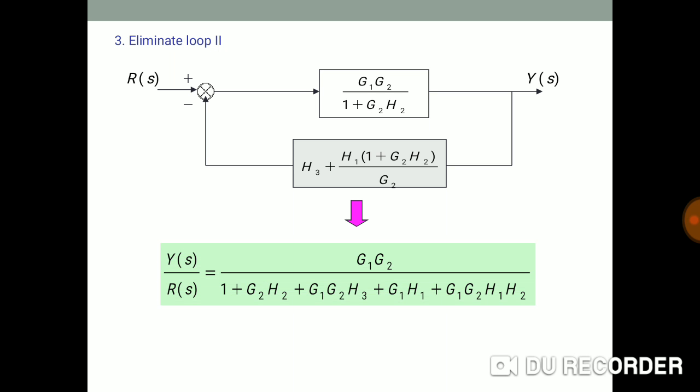So finally we'll get the answer Y of s upon R of s is equal to G1 G2 divided by 1 plus G2 H2 plus G1 G2 H3 plus G1 H1 plus G1 G2 H1 into H1. We have to simplify it with the help of, as I told you, the formula we are going to use: G of s divided by 1 plus G of s into H of s.